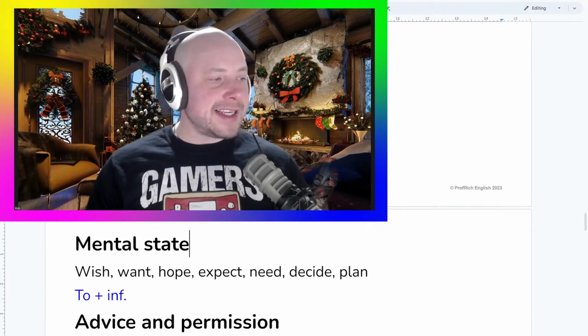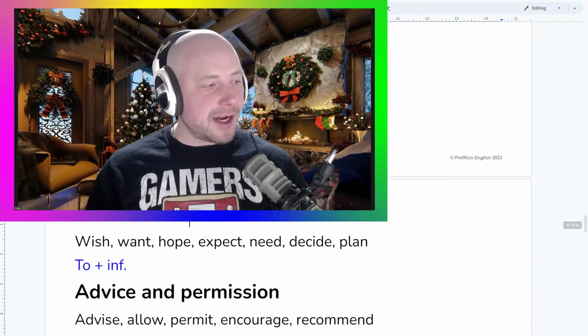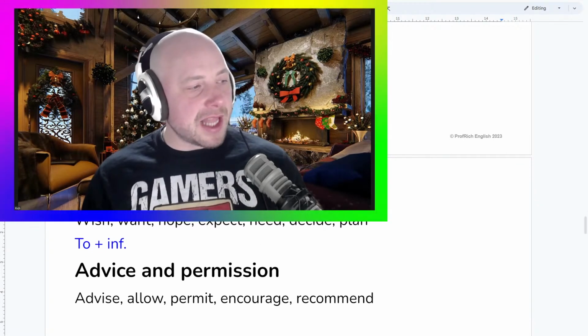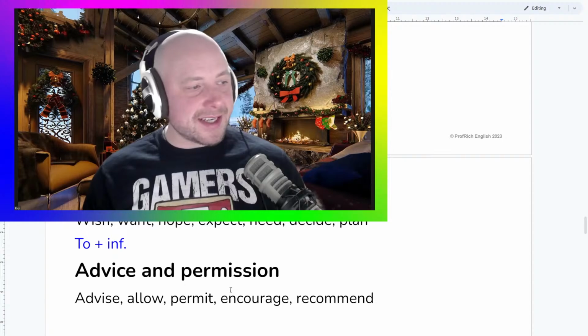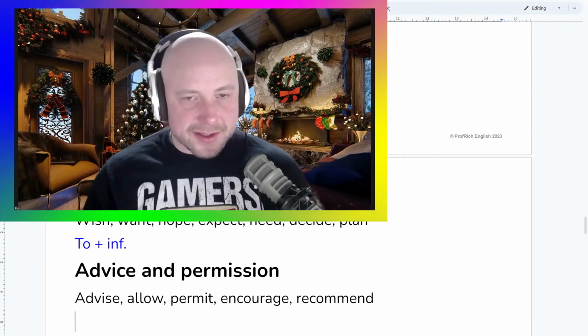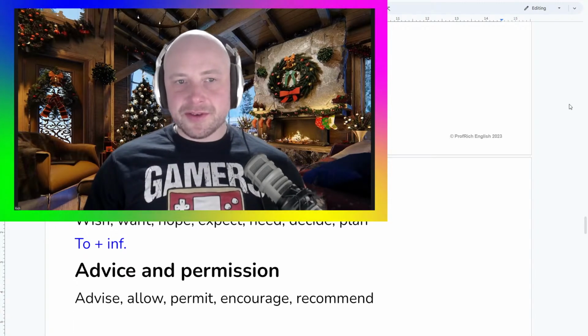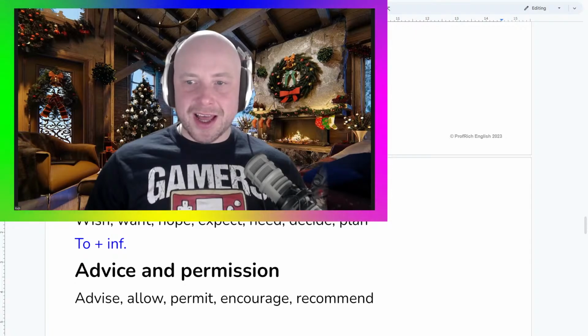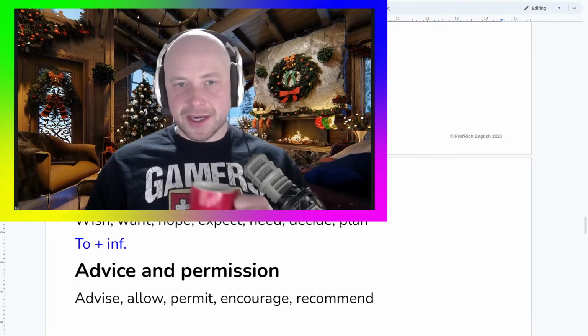Moving on, we've got advice and permission. Everybody loves advice and permission. These are verbs like advise, allow, permit, encourage, and recommend. So what form do you use here after verbs of advice and permission?